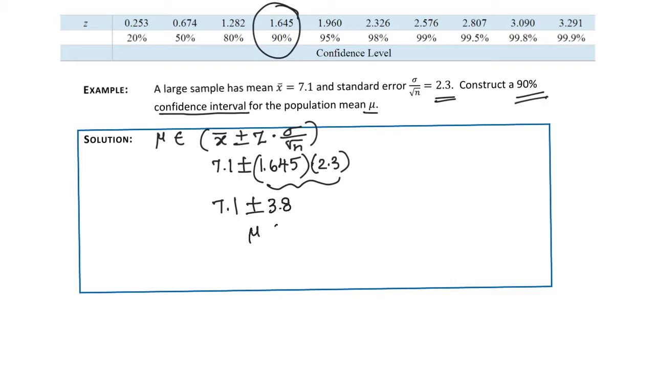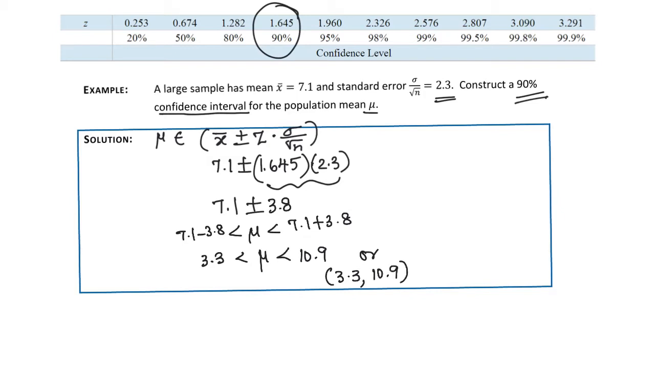So we can write mu is between 7.1 minus 3.8 and 7.1 plus 3.8. Or you can write in the interval notation also. So this is 3.3 less than mu less than 10.9. Or you can write (3.3, 10.9). So this value, that is the margin of error. And remember that we calculated that by multiplying the critical value, the z score, times the standard error.